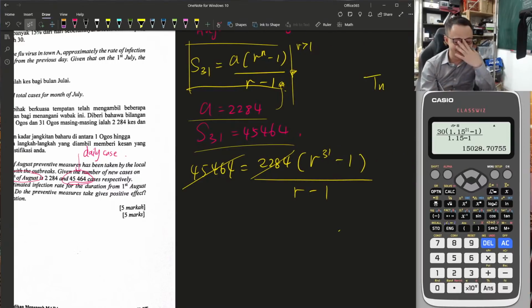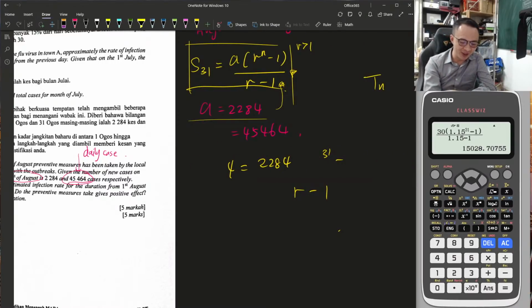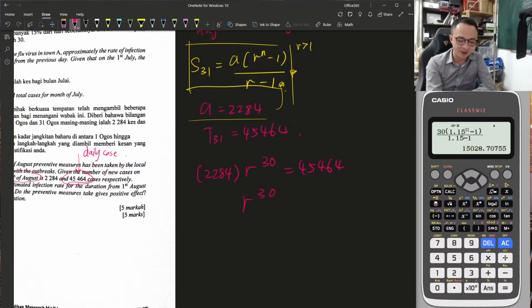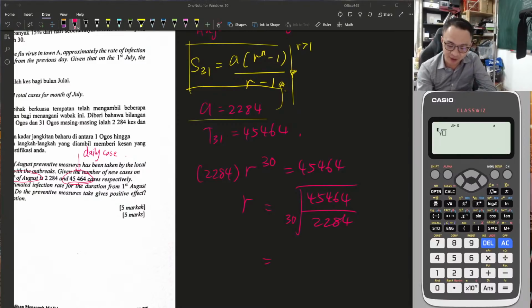We'll use Tn. So this one should be T31. Then Tn is very easy. We know Tn is Ar to the n minus 1, so A r to the 30 equals 45464. So r to the power of 30 should be 45464 over 2284. Yeah, I think it's like this. Then the power of 30, when I move it to the other side, will become the 30th root, isn't it? So you just type everything in the calculator and see whether I get a nice answer or not.